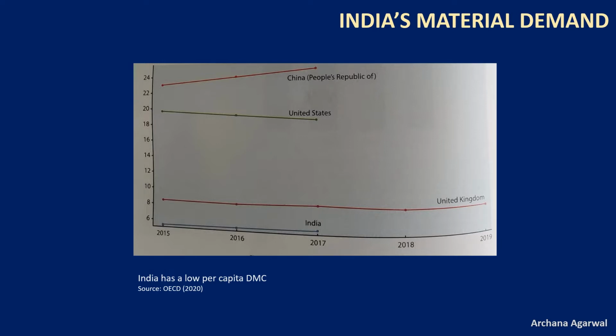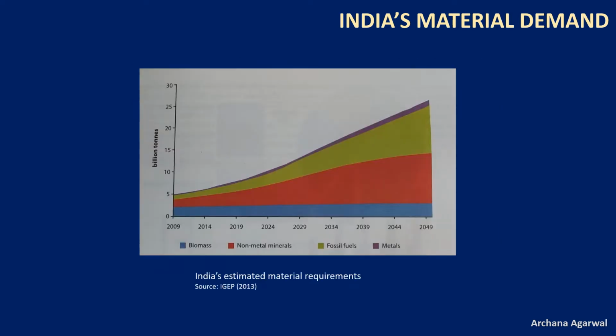India's per capita material consumption is lower than the rest of the world, as can be seen in the graph on the screen. However, the large population ensures that when depicted in absolute terms, India's resource consumption was as high as 8 billion tons in 2020, as seen in this figure.